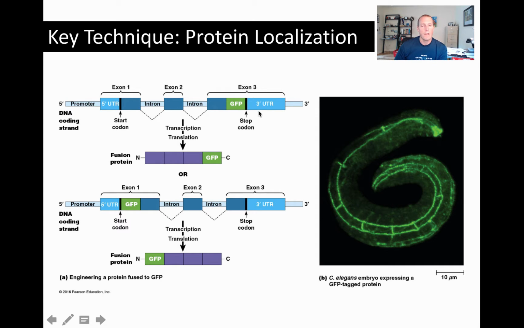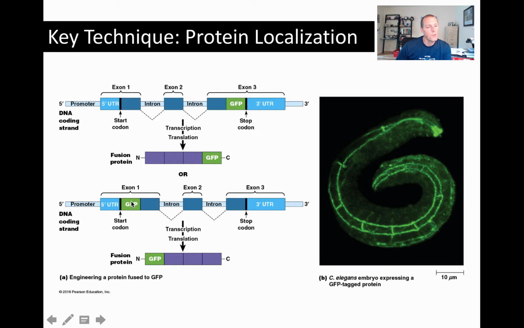Now if you introduce that using some genetic tricks into the C. elegans genome, what happens is when you get transcription and translation, the introns get brought together along with this last piece of exon 3 here, which gives you the GFP tag. So what we have is the protein we're interested in tagged with GFP. So when this gets translated, we end up with the protein of interest with GFP just literally stuck on the end of it. You can do this at the C-terminus, so that's a C-terminal GFP tag.